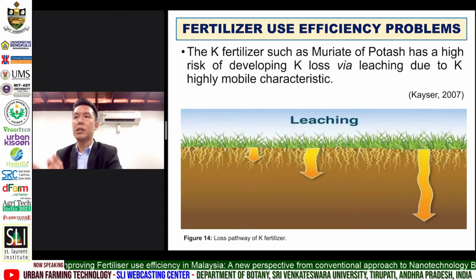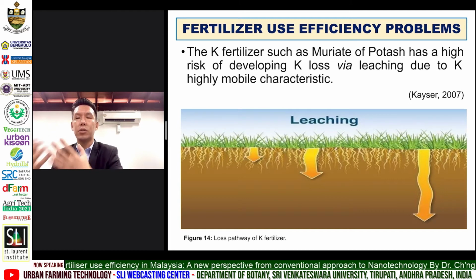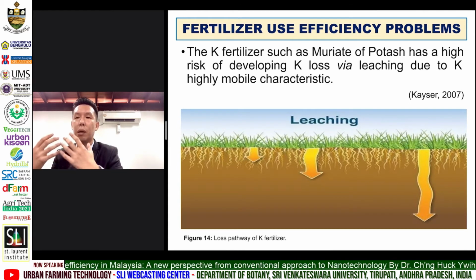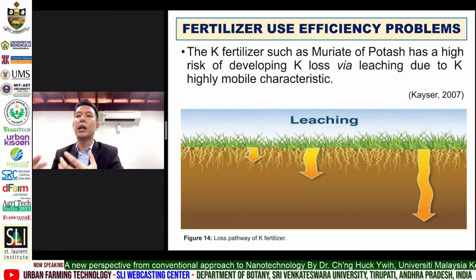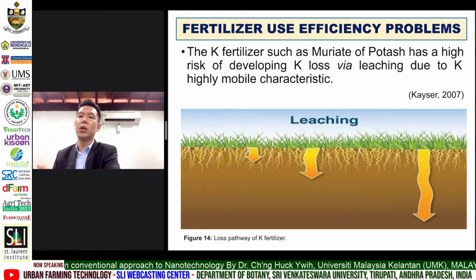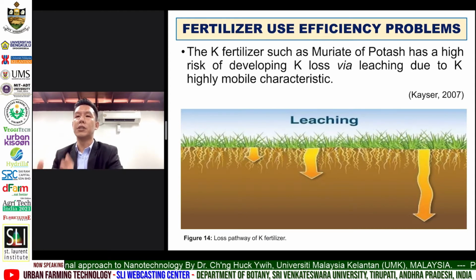So when this happens, if you apply too much of this fertilizer and you didn't amend or repair the soil based on this condition, then it will pose a high risk of this potassium leaching into the underground and leach away. So thus it will reduce the fertilizer use efficiency of your fertilizer.